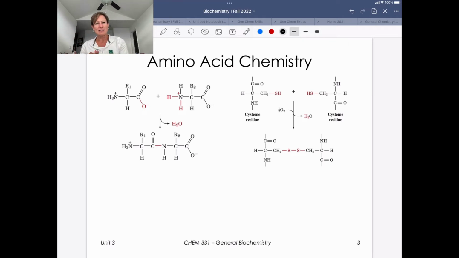On the right half of the slide, I'm going to talk about one of the chemistries that can happen between specific side chains, specifically cysteine residues that have a thiol functional group. That thiol functional group is going to connect with another thiol functional group to create a disulfide linkage. And so we're going to understand how that chemistry happens.